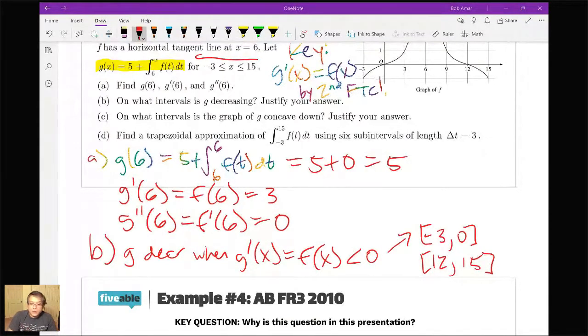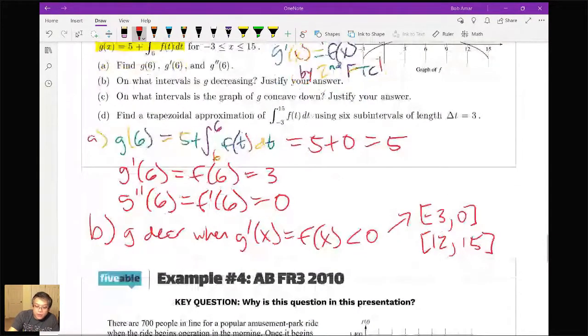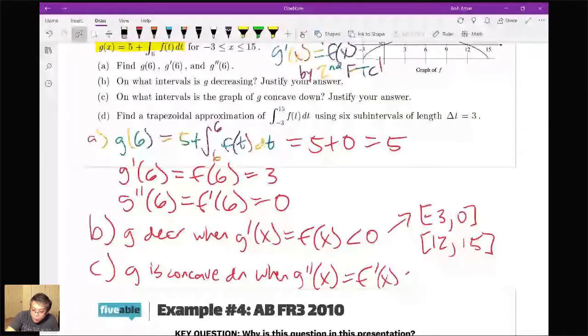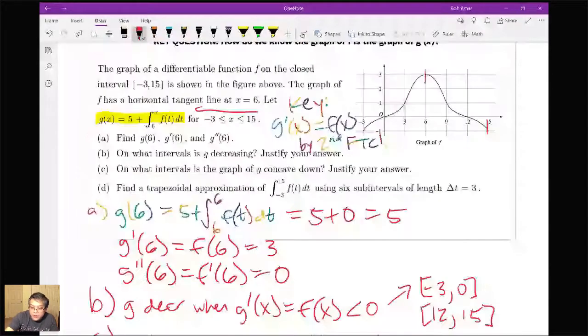Once they get past this first part, they kind of pull the punches until you get to part D. And then part C, on what intervals is the graph of g concave down? Well, g is concave down when g double prime of x, which equals f prime of x, is less than 0, which means that f prime is decreasing. And it's decreasing from here to here, so it's decreasing from 6 to 15.